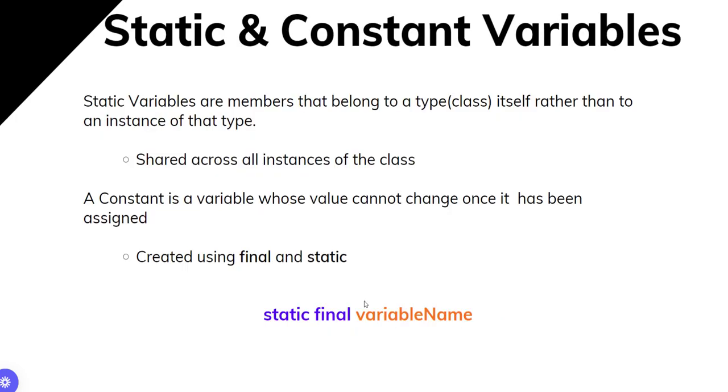Now let's look at static and constant variables. Static variables are members that belong to a type or class itself rather than an instance of that type. And this will be explained better in our demo that is coming up. A constant is a variable whose value cannot change once it has been assigned. And a constant is created using the final and static keywords.